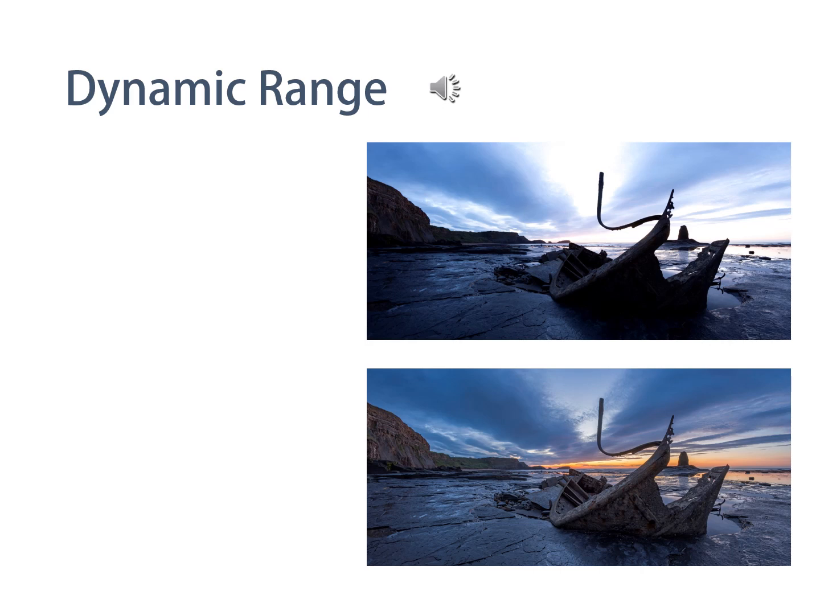We've all taken photos where the sky is burnt out or the shadows are totally black, or both. And there's nothing we can do in software to solve the problem. Dynamic range is the measurement in stops of the difference between solid black and solid white.